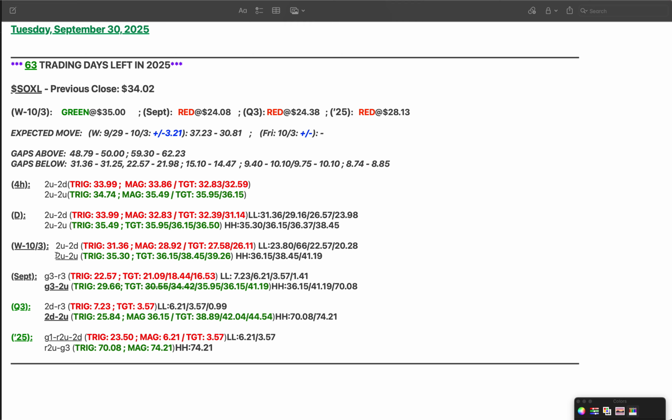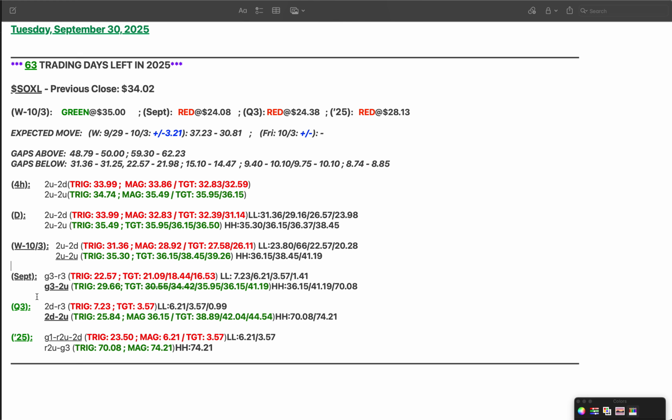From the week perspective, we can see the 2 up, 2 up has triggered. That's why it's underlined. It's not in bold like these down here because they're not in force. But it did trigger. It triggered at 35.30. Today's high was 35.49, so that's what triggered it. Target is 36.15. Again, that's a higher high on the week perspective. So there's that magic number again. If we reach that, then we have extended targets of 38.45, 39.26.